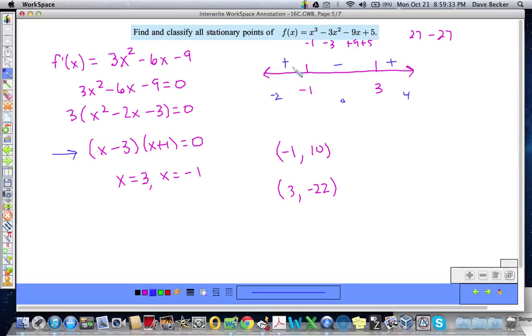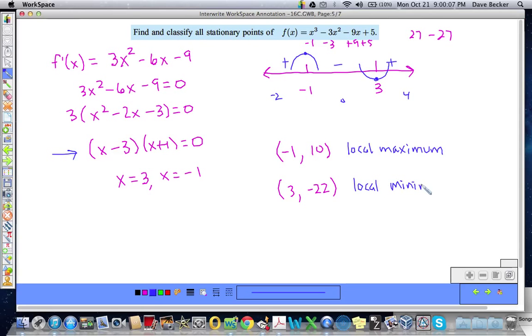Okay. So at this critical point, I am changing from the function increasing to the function decreasing. So I am going to have a local maximum. And if I change from, well, let's see, at 3, my function is decreasing, and then it changes to increasing. So clearly decreasing to increasing is going to be a local minimum.